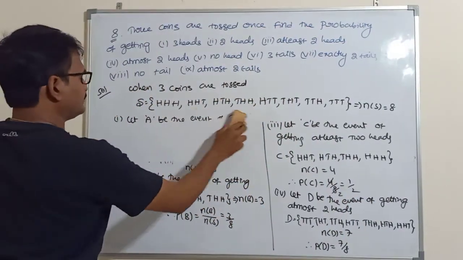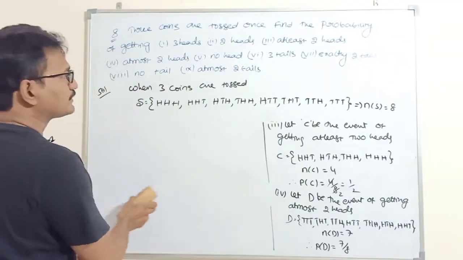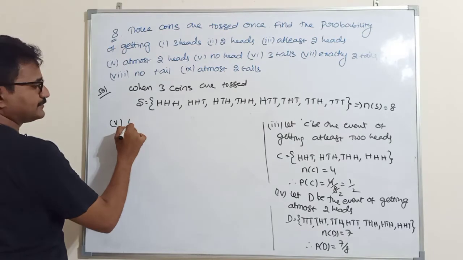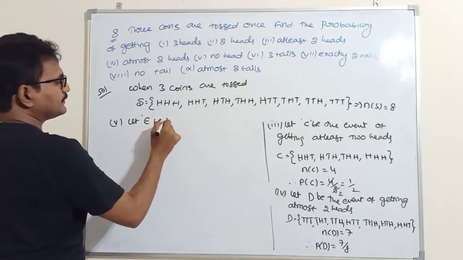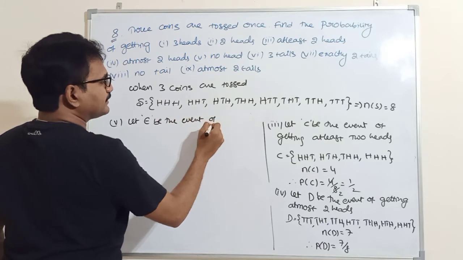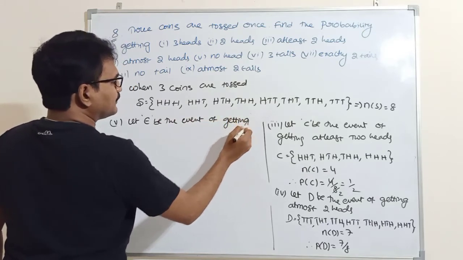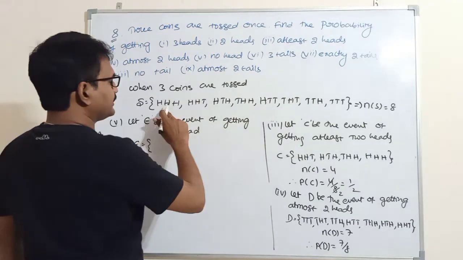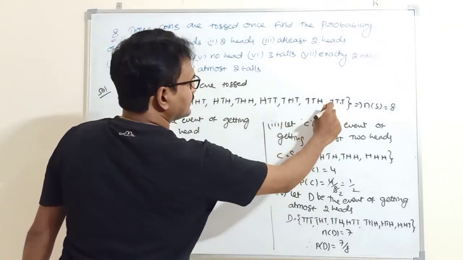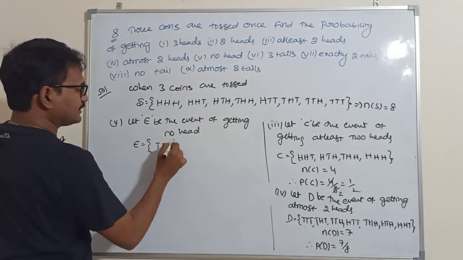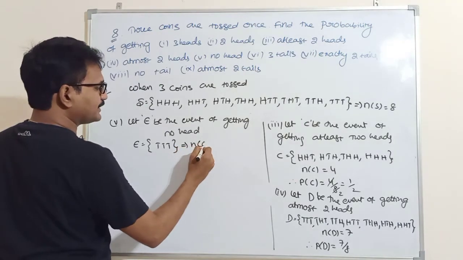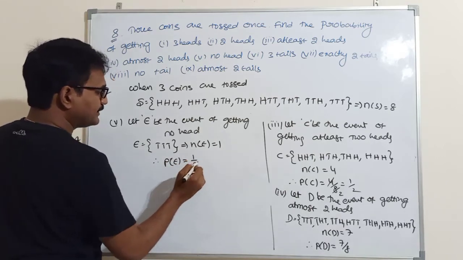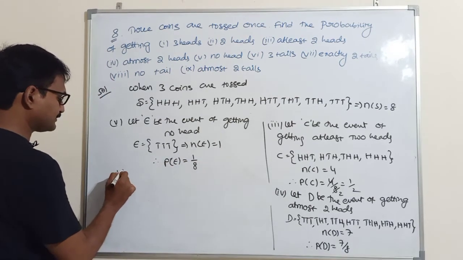Next, fifth question. Fifth question is no head. Let E be the event of getting no head. So in every sample point a head is there. Here only triple T contains no head. So that means number of sample points is only 1. Therefore, probability of getting no head is 1 by 8.